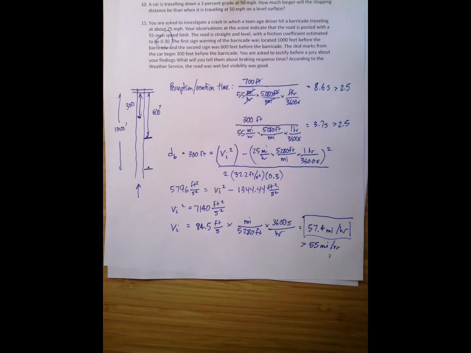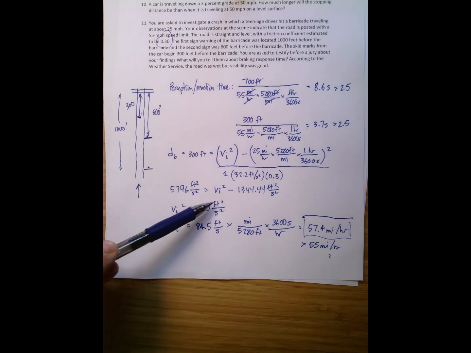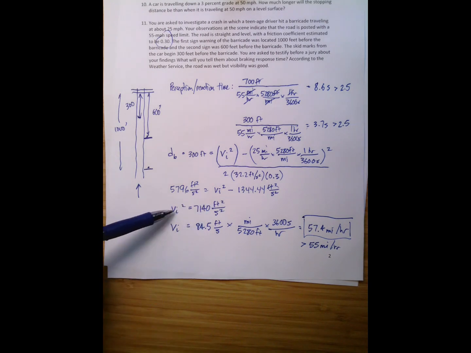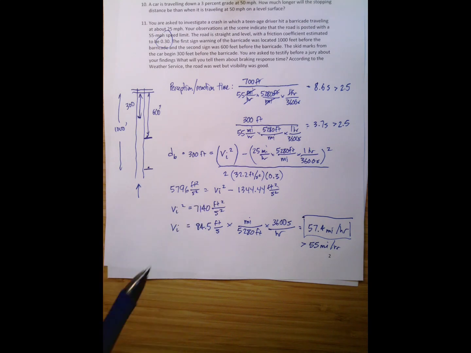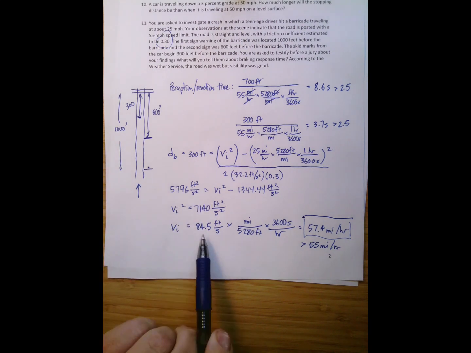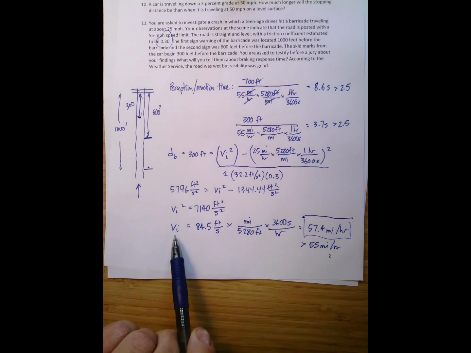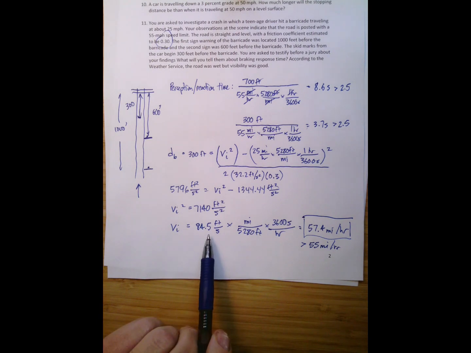So just to wrap up this last part, I carried through the calculations here and solved for V sub I. And I tried to emphasize the units. So V sub I squared equals 7,140 feet squared per second squared. So when you take the square root of both sides, you get V sub I on the left, and then 84.5 feet per second on the right.